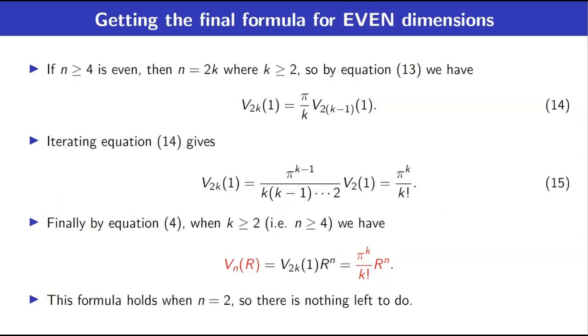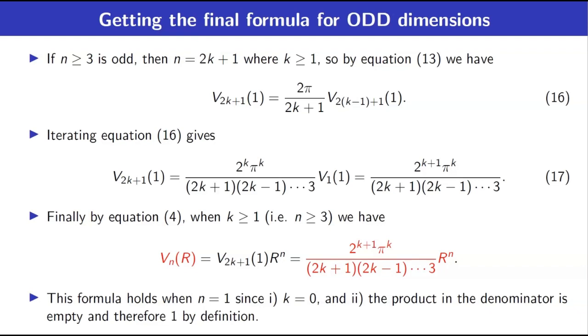We're ready to get the final formula for even dimensions. If n is even and greater than or equal to 4, then we can set n equal to 2k where k is greater than or equal to 2. So by equation 13, we have equation 14. If we iterate equation 14 down to k equals 2, and use the fact that v sub 2 of 1 is the area of the unit circle, which is pi, we obtain equation 15. The full result when n is even and at least 4 follows from equation 15 if we throw the scaling equation 4 into the mix. The highlighted formula holds automatically when n equals 2, so we are done with the even case.